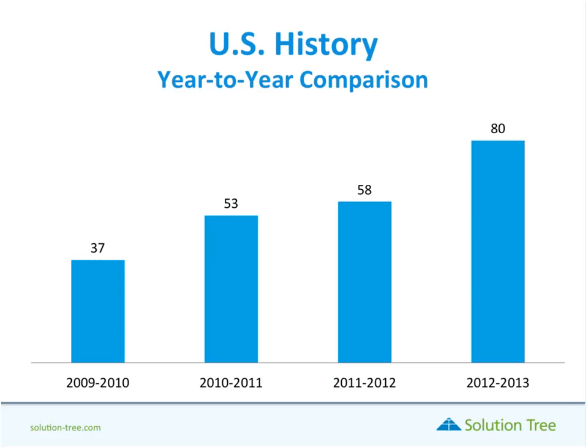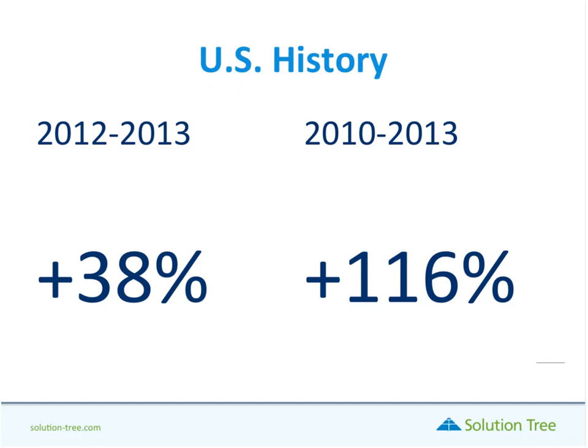Here's U.S. history. This was a kind of interesting one because when we first started down this road, U.S. history was the highest. Notice they had a 37% pass rate, and they were pretty proud of that. And we said, well, I don't think that's good enough. And so over time, you see what happens. They ended up with a 38% increase last year and 116 over time.